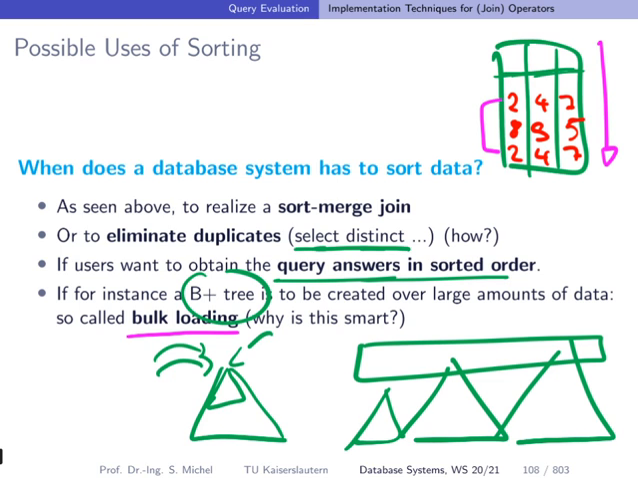In the undergraduate course, we have seen how bulk loading works for B+ trees, but there's also bulk loading for other trees, right? Again, why do I mention this? Well, bulk loading only works if the data is sorted, and external sort is the way to sort large amounts of data if you don't have enough available memory.